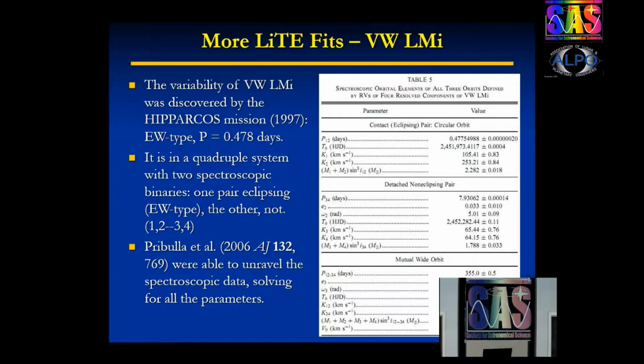The period of stars 1 and 2 was this, to umpteen figures of accuracy. The time of when they were closest is that. The velocity amplitudes of their orbits are that. Then he has the masses here. So they've solved the whole system, but they didn't take the last step.